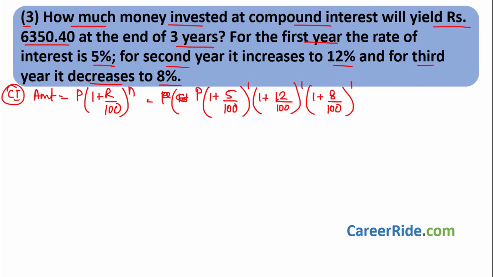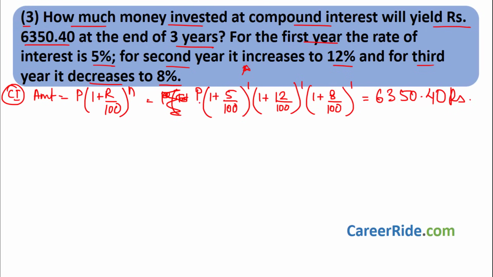1. Now over here, if they had given that for the first 2 years the rate of interest is 5%, then we'd have 1 plus 5 by 100 raised to 2. Instead of 1 we'd have raised to 2. But over here only for the first year, that is for 1 year only, the rate of interest is 5%. For 1 year only, the rate is 12%, and for 1 year only it is 8%. Also they have given that the amount that the person receives at the end of 3 years is 6350.40 rupees.